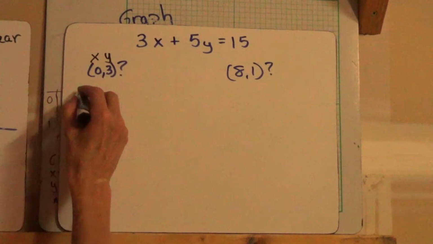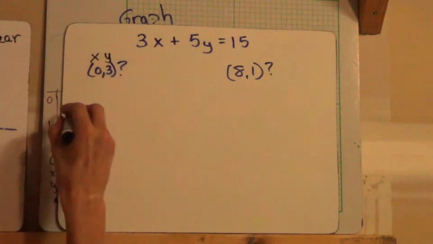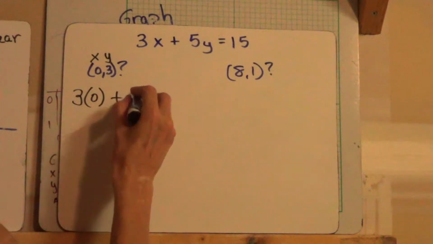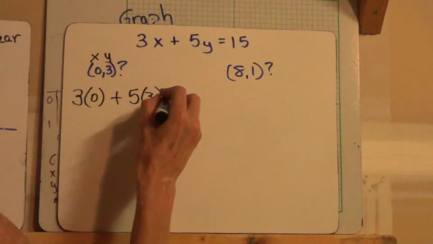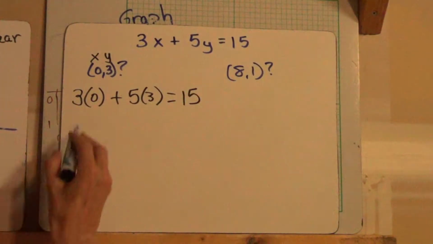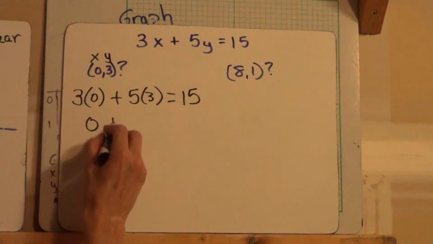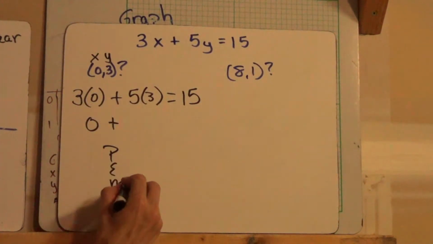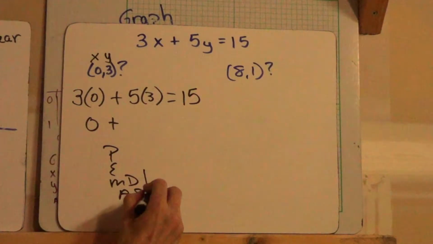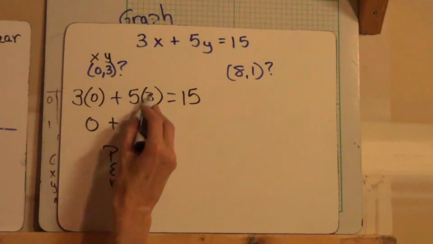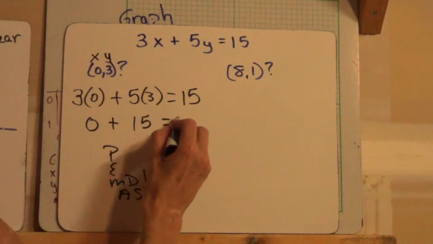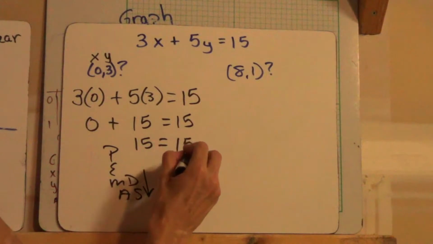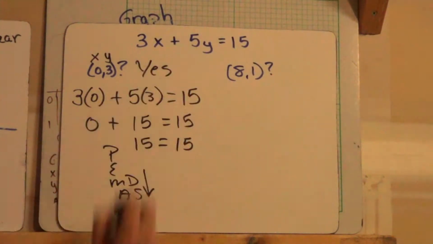So we just plug in. For the x, we'll plug in 0. For the y, we'll plug in 3. 3 times 0 is 0. Follow your order of operations. Going down, because you're not solving for a variable. 5 times 3 is 15. Now we add those together, we get 15 equals 15. Yes, that is a solution.